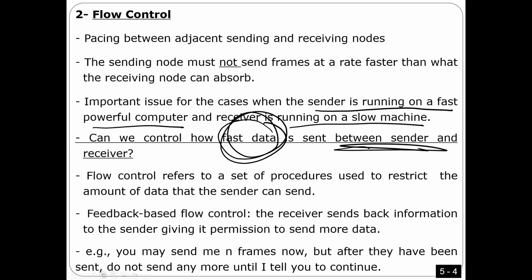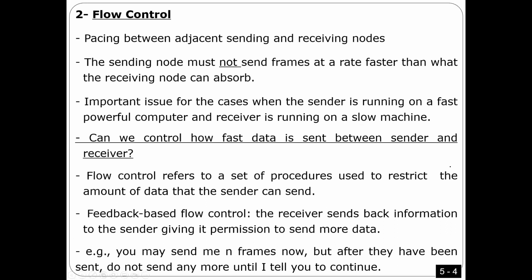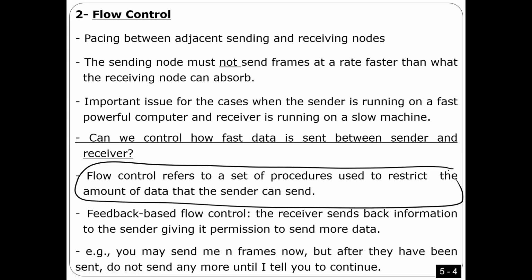Look here, I'm going to read this one. Flow control refers to a set of steps or procedures we take to restrict the amount of data that the sender can send. Anyway, we will see for sure. I'm going to explain different approaches for flow control. That's what I'm going to do in this chapter. Usually we do something we call feedback-based flow control. That's what we are going to explain in detail.